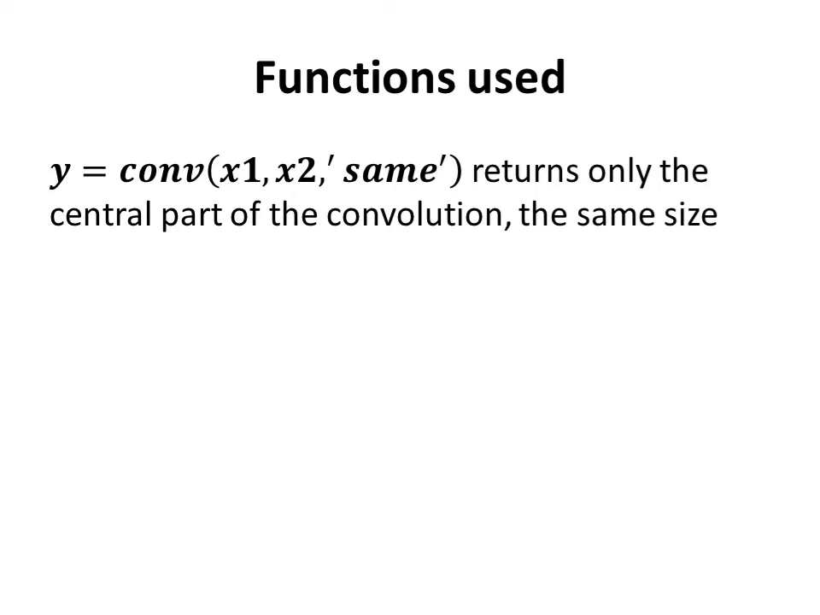convolution, conv, and the arguments are x1, x2, and a string called 'same'. So this will return only the central part of the convolution. It is the convolution between x1 and x2, and then it will return the same size. Same size means the size of x1 convolution values.